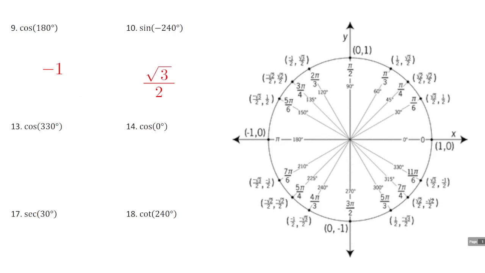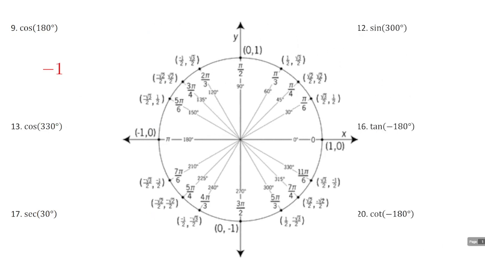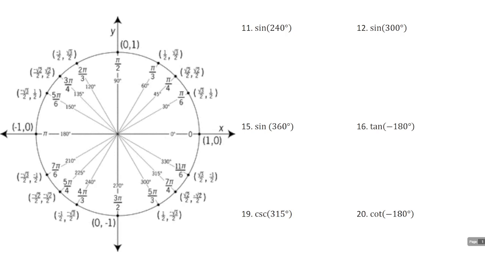Number 11 is sine of positive 240 degrees. So if it's sine of positive 240 degrees, we're going to report back the y-coordinate at that 240 degree mark, which is actually going to be negative root 3 over 2.